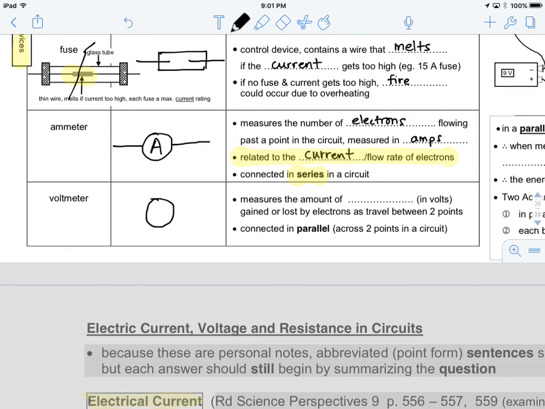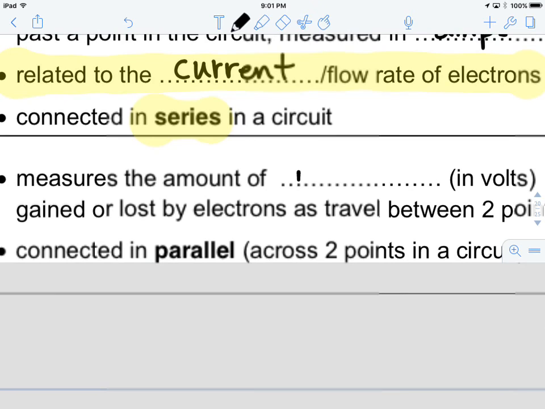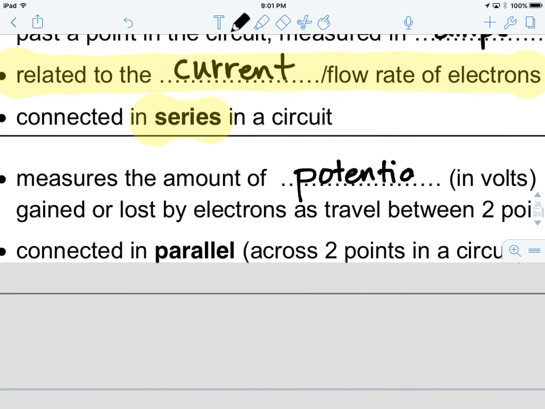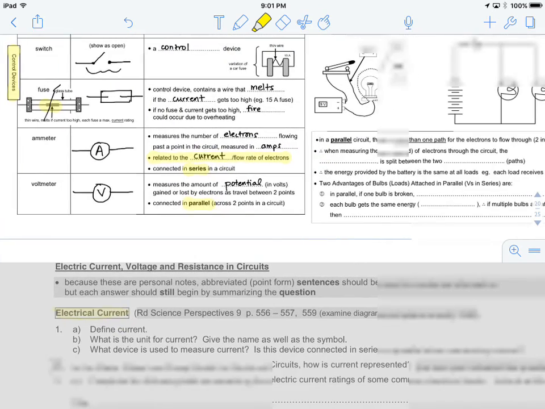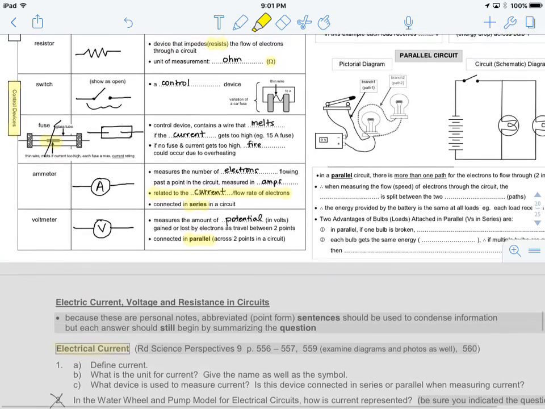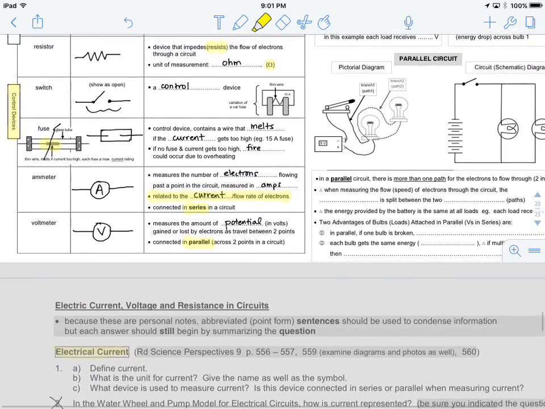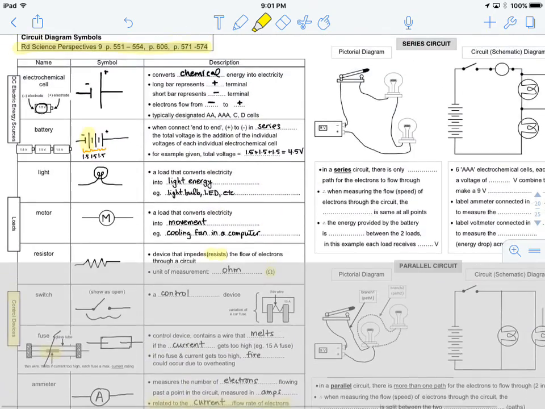A voltmeter is something a little bit different. Again, you could probably guess what the symbol for a voltmeter might look like. It's going to be a V, okay? And this measures the amount of potential, right? So the amount of energy that each electron is given in volts as it travels between 2 points. And this is connected in parallel. Okay, so we're going to talk about those two things in a bit, what series and what parallel all means, but these are your circuit symbols.